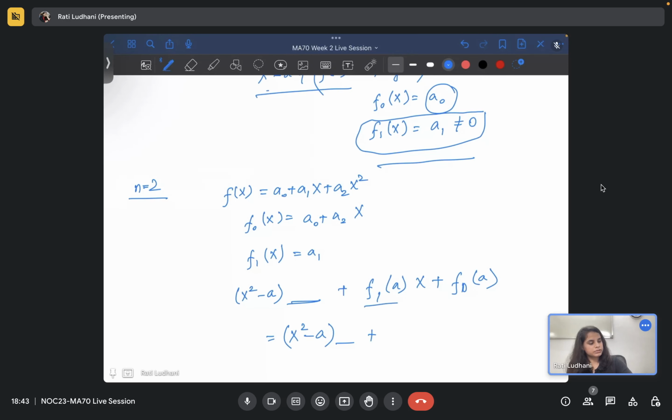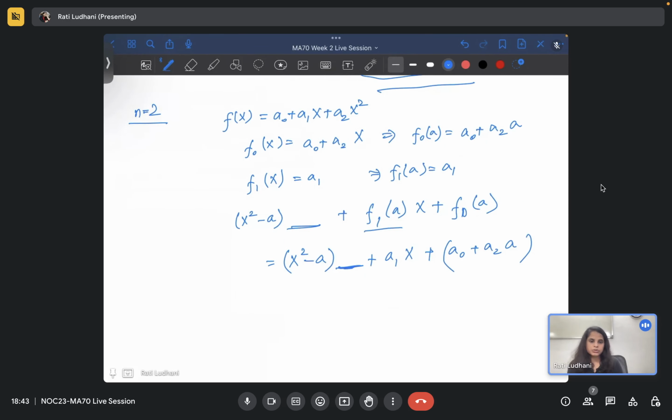f1 of a is what? f1 of x is a1, which implies f1 of a is equal to a1. So you have a1x. And f0 of a will be a0 + a2a. So can you tell me what I should take here? g(x) could be anything; g(x) is this quotient. So what should I take so that it will become equal to f(x)? a2, right? So yeah, we just take it to be a2.